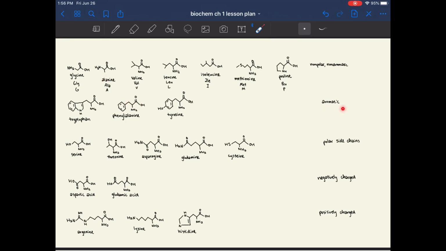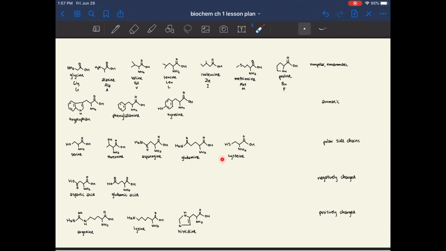So the aromatic amino acids tend to absorb light at lower wavelengths, and they can handle a charge somewhat better than nonpolar, non-aromatic amino acids. The next group are the amino acids with polar side chains. This includes serine, threonine, asparagine, glutamine, and cysteine.